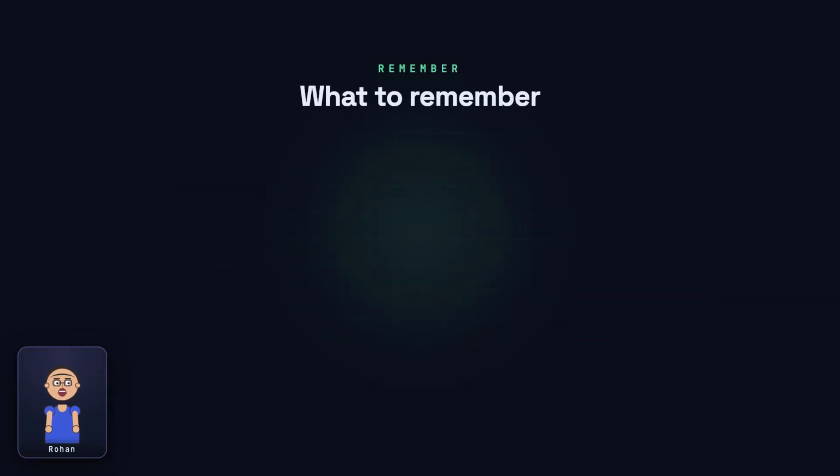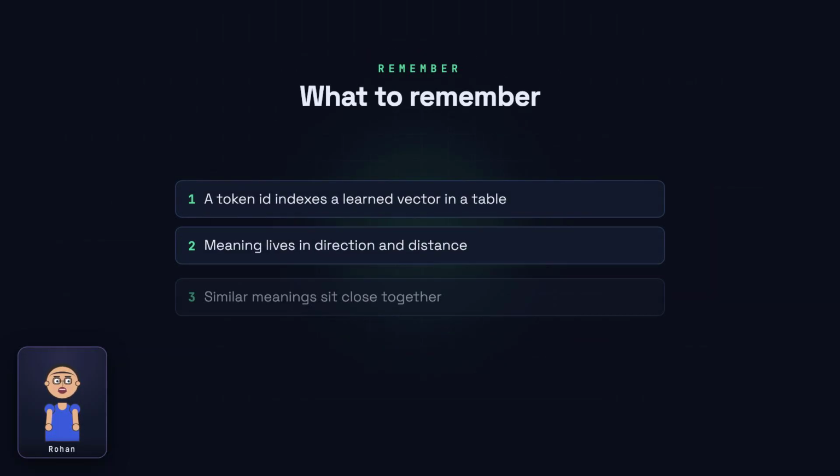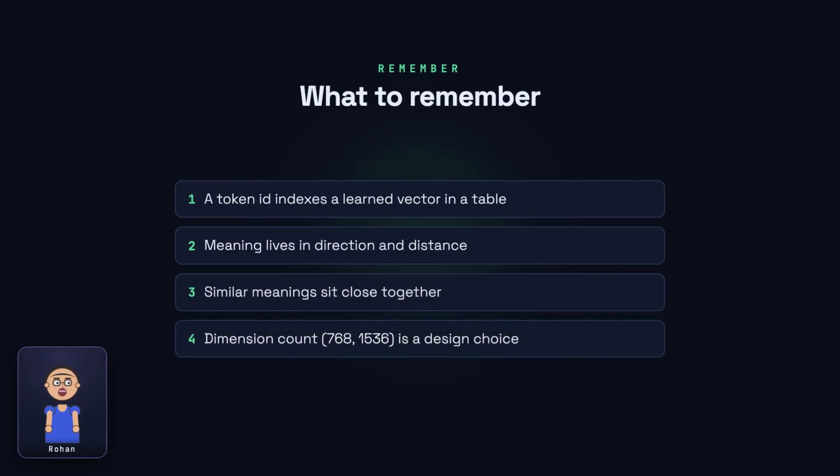So the whole picture in 4 lines. A token id indexes a learned row in the embedding table. Meaning is encoded as direction and distance in that space. Similar meanings sit close together, which is what powers search and retrieval. And the number of dimensions is a design choice you inherit from the model. That's embeddings: words finally turned into geometry.